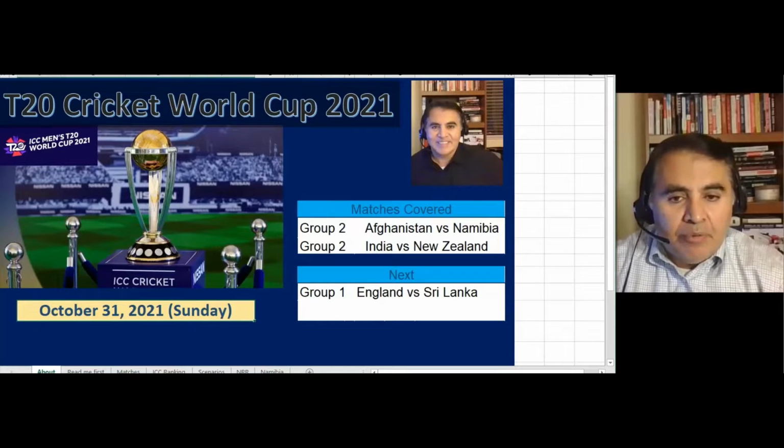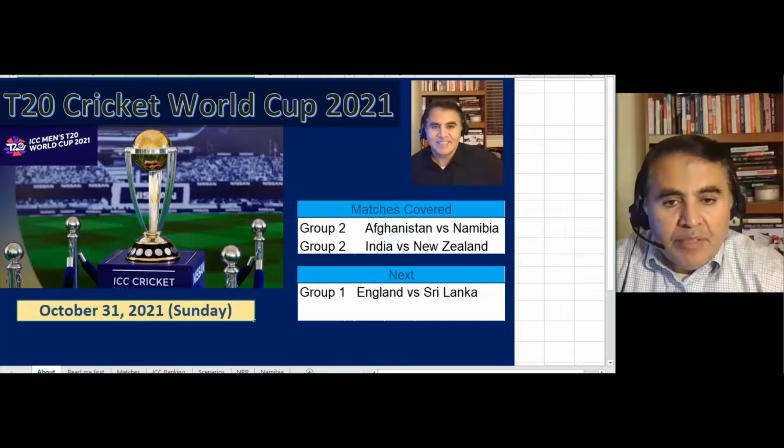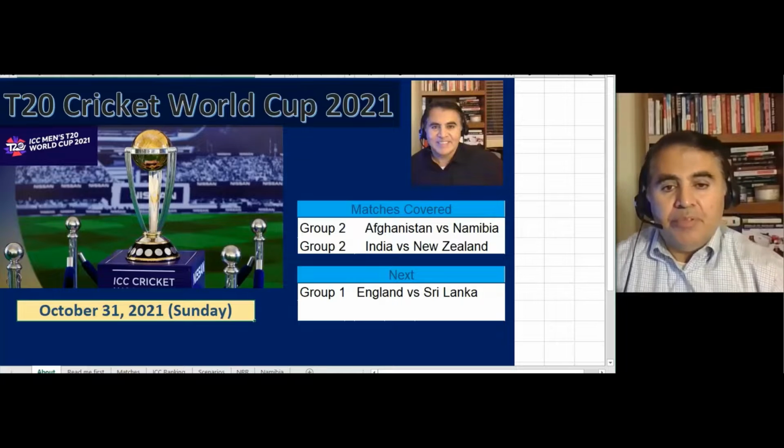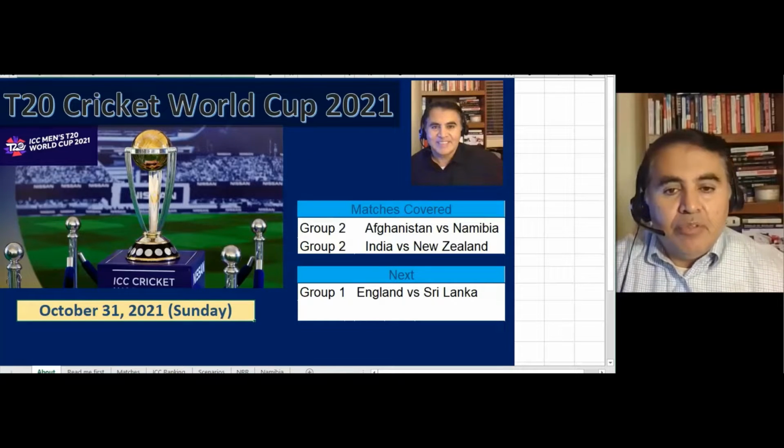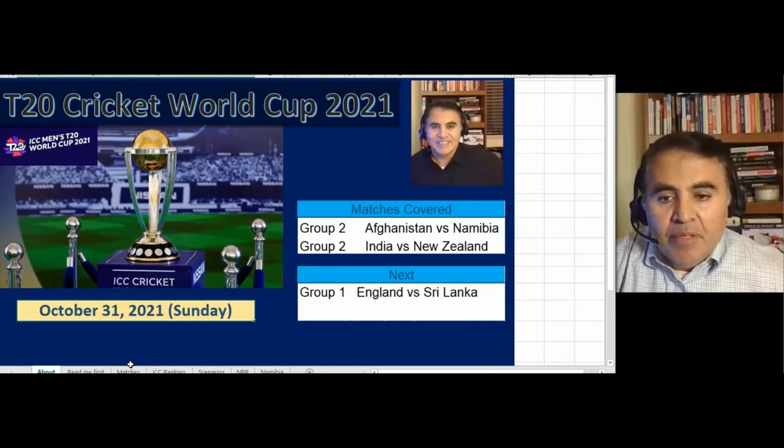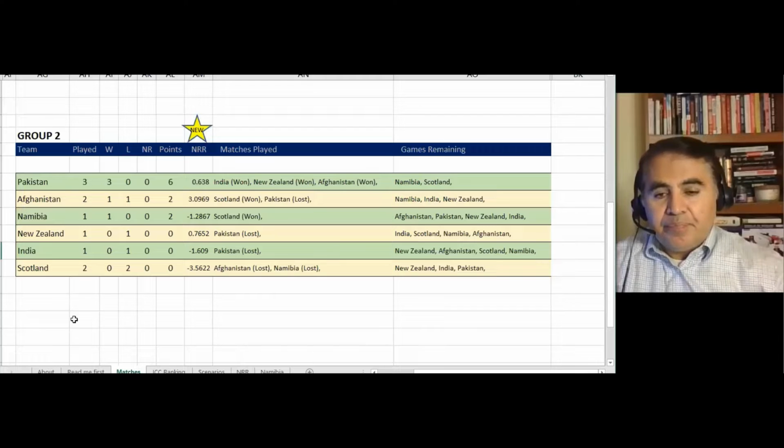Of course, as the championship is progressing, we're getting closer to a certain well-defined structure, and we'll take a look at that in just a moment. So again, two important games for Group 2, Afghanistan versus Namibia and India versus New Zealand. So before the games, let's take a quick look at what the points table looked like.